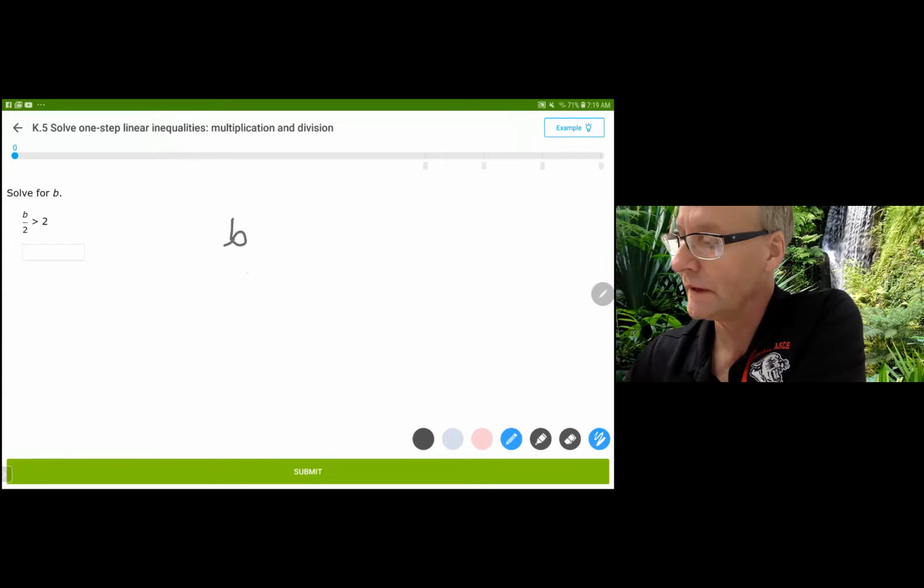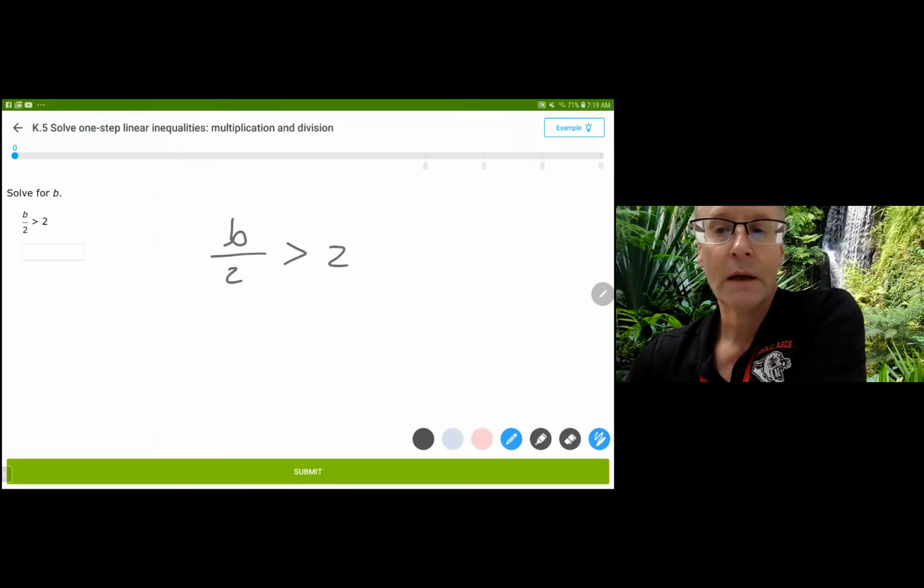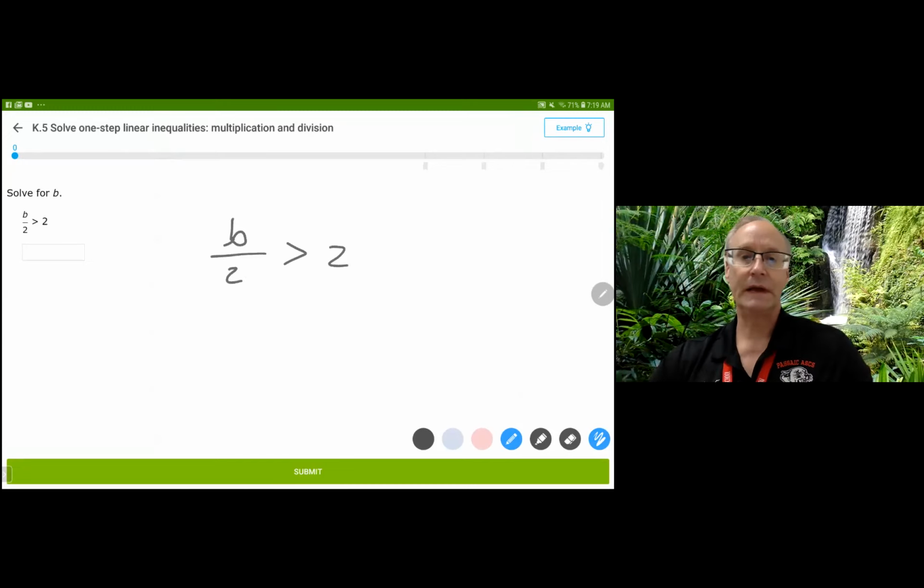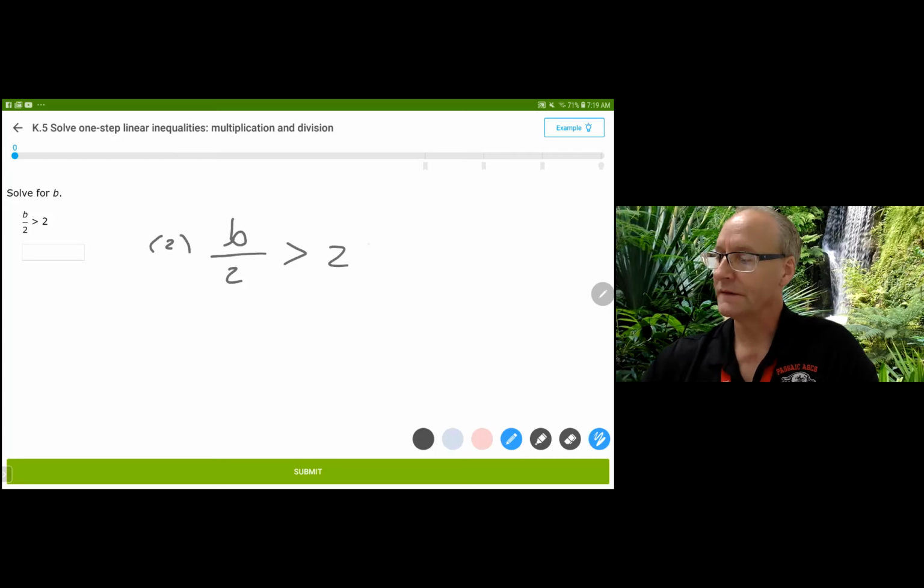b over 2 is greater than 2. Remember, we always do the opposite to both sides in reverse order in order to solve equations and inequalities. So I'm going to multiply by 2 on both sides. Now, this is a slightly different situation than it is when you're dealing with equations, but we can see that it's going to work. b is greater than 4.